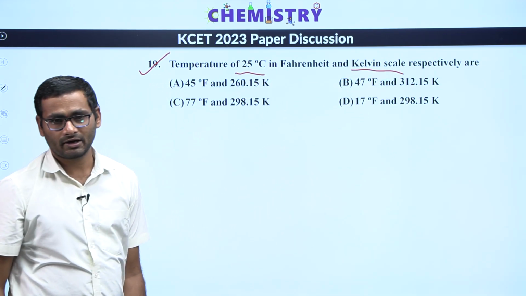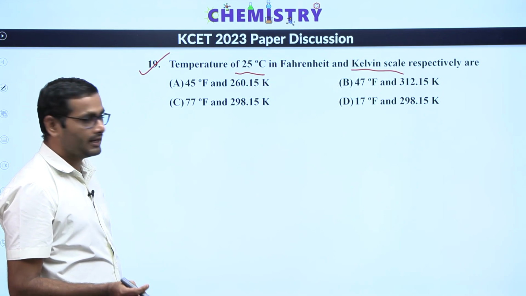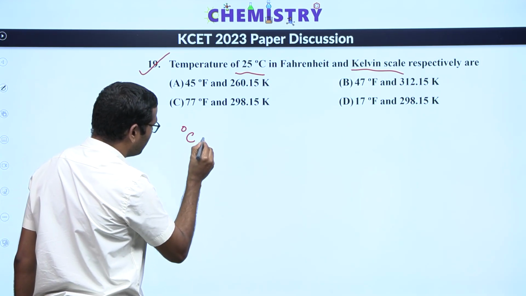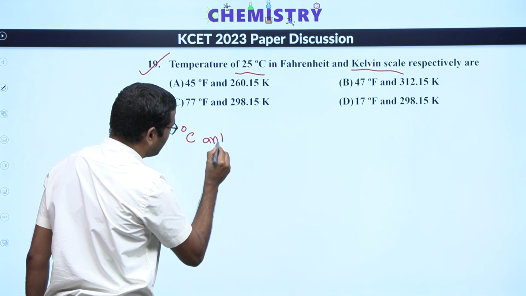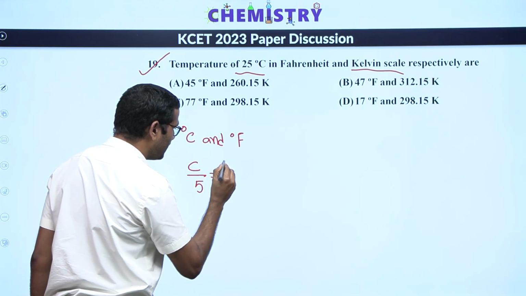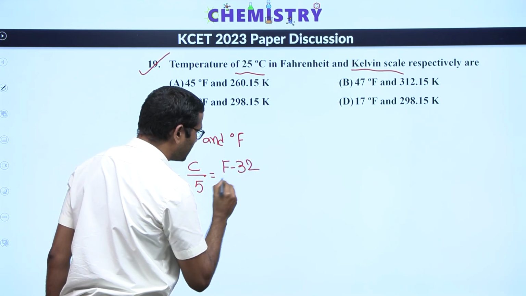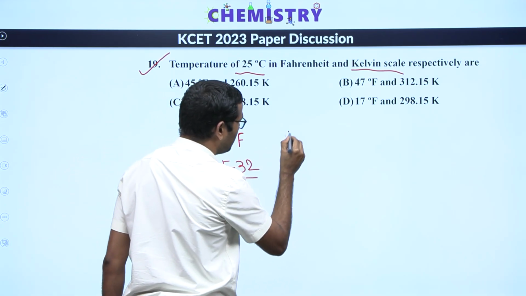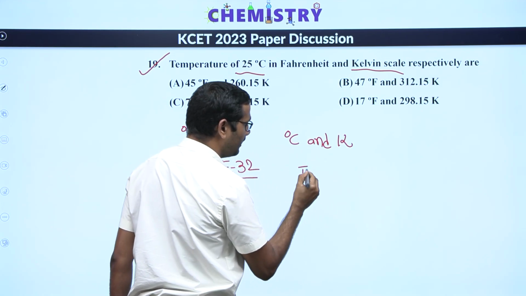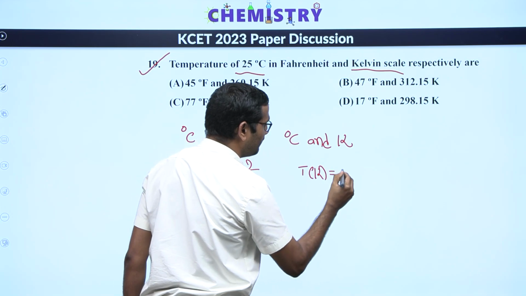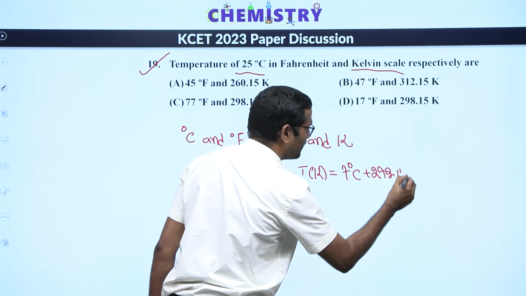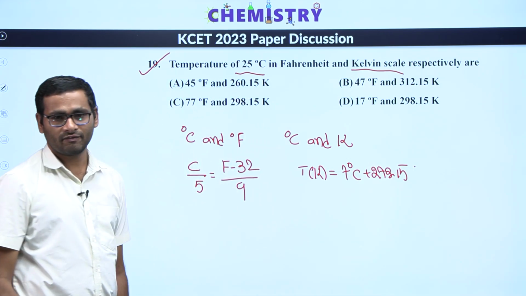Here the relation is important, beta. It is in the starting pages of the NCERT chapter on basic concepts of chemistry. The relation between degree Celsius and degree Fahrenheit is C by 5 equals F minus 32 by 9. And for the Kelvin scale, capital T in Kelvin equals small t in degrees Celsius plus 273.15. These are the interrelation formulas.